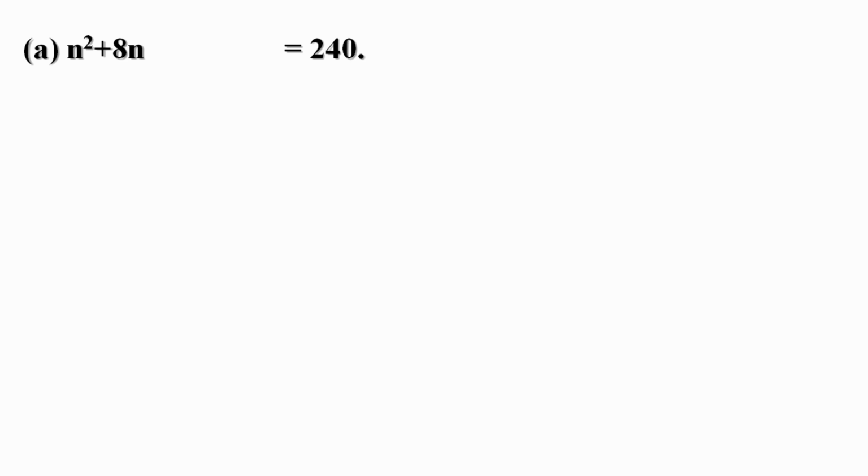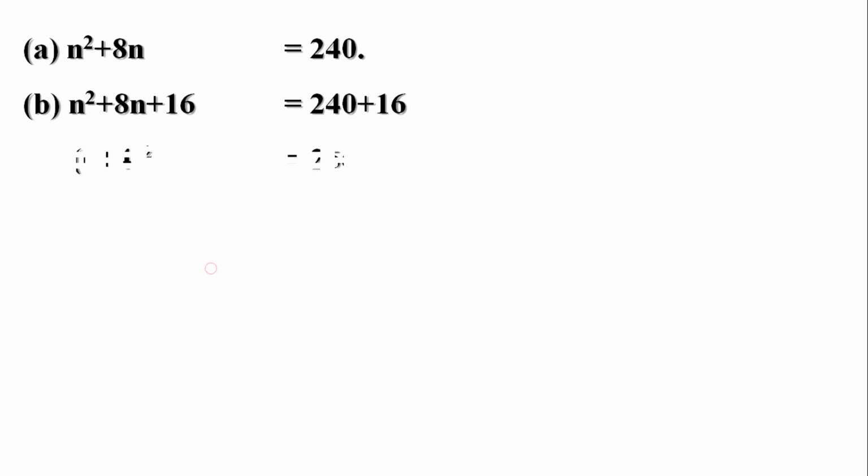Now we have to find the number of terms. Let us use completing square method. Look at the coefficient of n, that is 8, half it, we will get 4, square it, we will get 16, add 16 on both sides. So we get n square plus 8n plus 16 equal to 240 plus 16. On the left side it is a perfect square, that is n plus 4 all square, and on the right side it is 256. Now let us find square root on both sides.